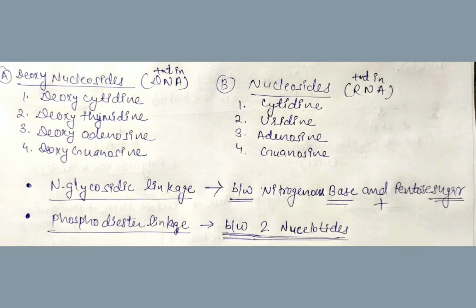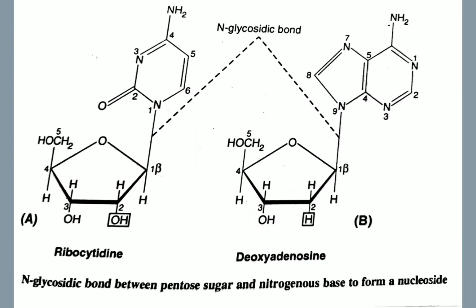These names are based on what type of nitrogenous base is present, whether adenine, guanine, thymine, cytosine or uracil, so the names are given accordingly. Now we know that a nucleoside is formed when a nitrogenous base molecule links with a pentose sugar. This is a dehydration condensation linkage in which a molecule of water is released, and it is called an N-glycosidic bond because it connects the C1 carbon of the pentose sugar to the N1 of a pyrimidine or N9 of a purine.